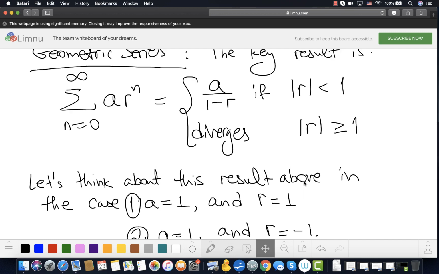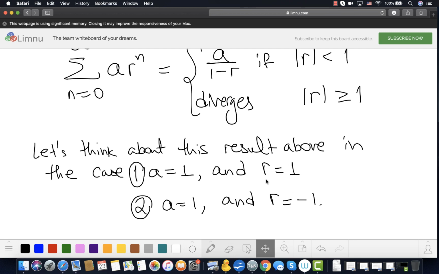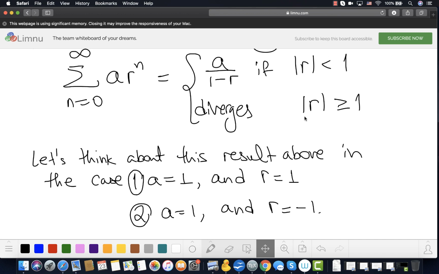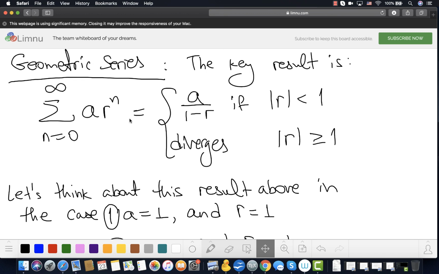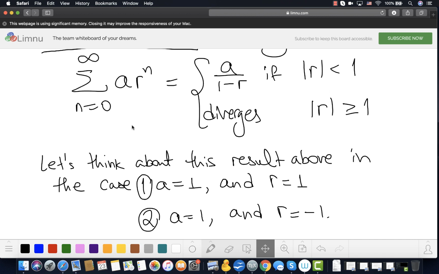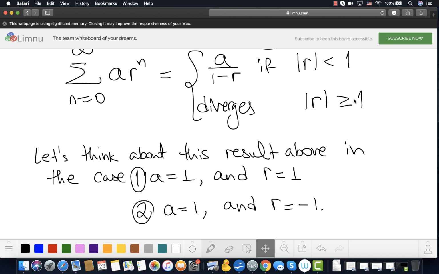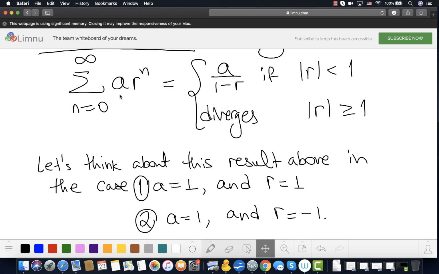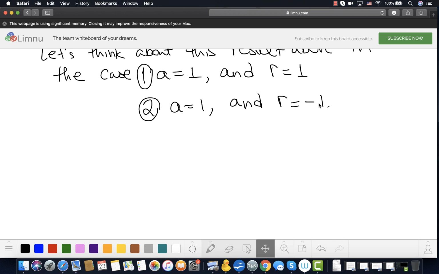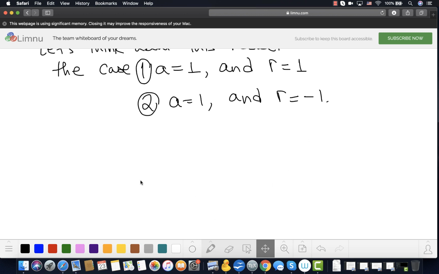Well, we already know what the answer is, right? Because in both case 1 and case 2, it's a special case of this result. When r is 1, you're in the second case. When r is minus 1, the absolute value of r is still 1, so you're in that case too. So we know the series diverges. But can we see plainly that it should diverge? I want us to build some intuition for these things. So let's think about case 1.